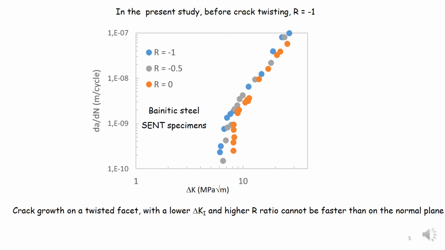Now, in the present study, before crack twisting, the R ratio is -1. And since in the near threshold regime, fatigue crack growth is faster for R equal to -1 than for R equal to -0.5 or 0, it implies that crack growth on a twisted facet with a lower delta K1 and a higher R ratio cannot be faster than on the normal plane. And so the maximum growth rate criterion predicts no crack twisting in this material.